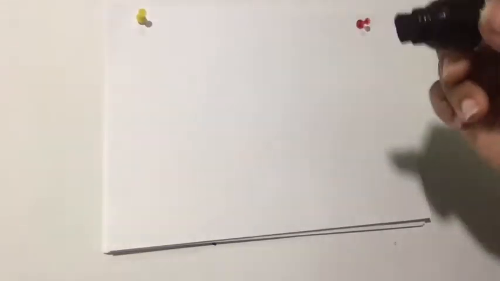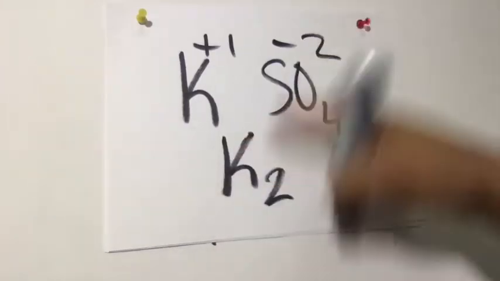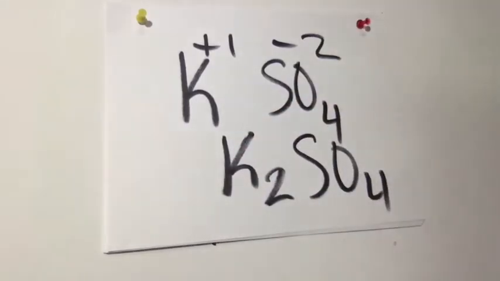Okay, so now we have K plus 1, SO4 minus 2. Boom, what is that? That's a polyatomic. But you treat it like a group. So SO4 is just one group.